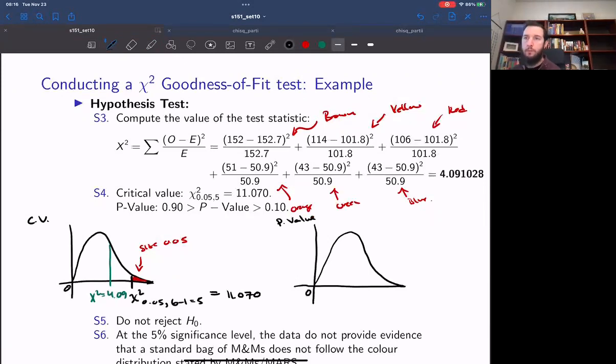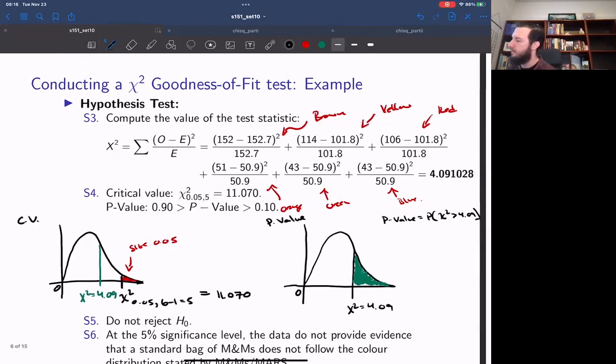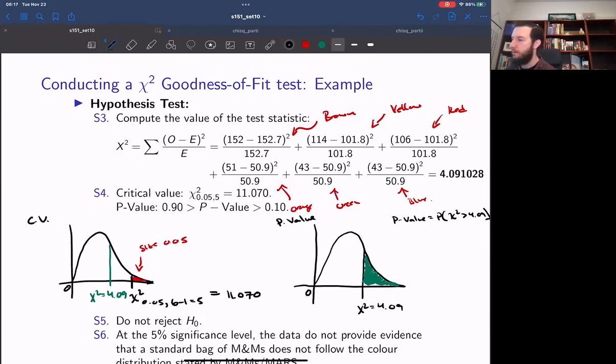okay, so we start by sketching our curve again. We mark down where our test statistic is. Okay, the p-value is going to be the area to the right of the test statistic, right? So there's no concept of being double-sided. We're always in the skew tail. So we're always, in the case of chi-square test, going to be the area to the right of the test statistic. So we have p-value is equal to the probability that a chi-square is greater than 4.09.